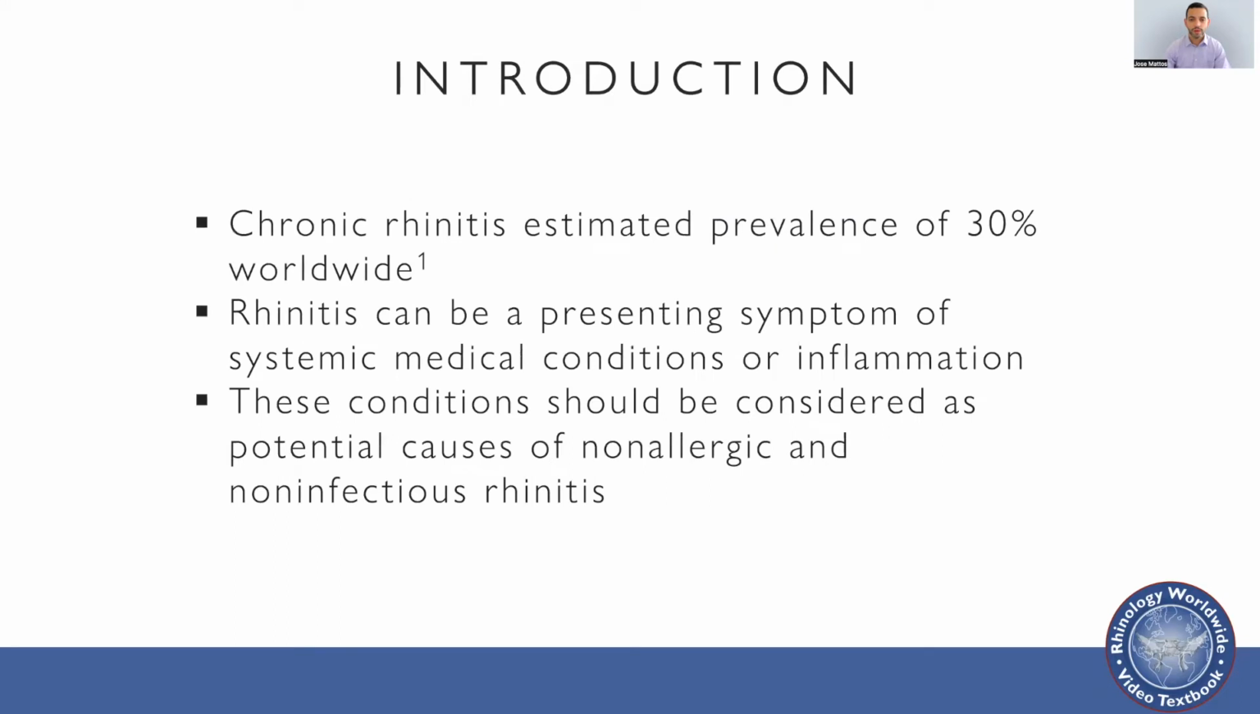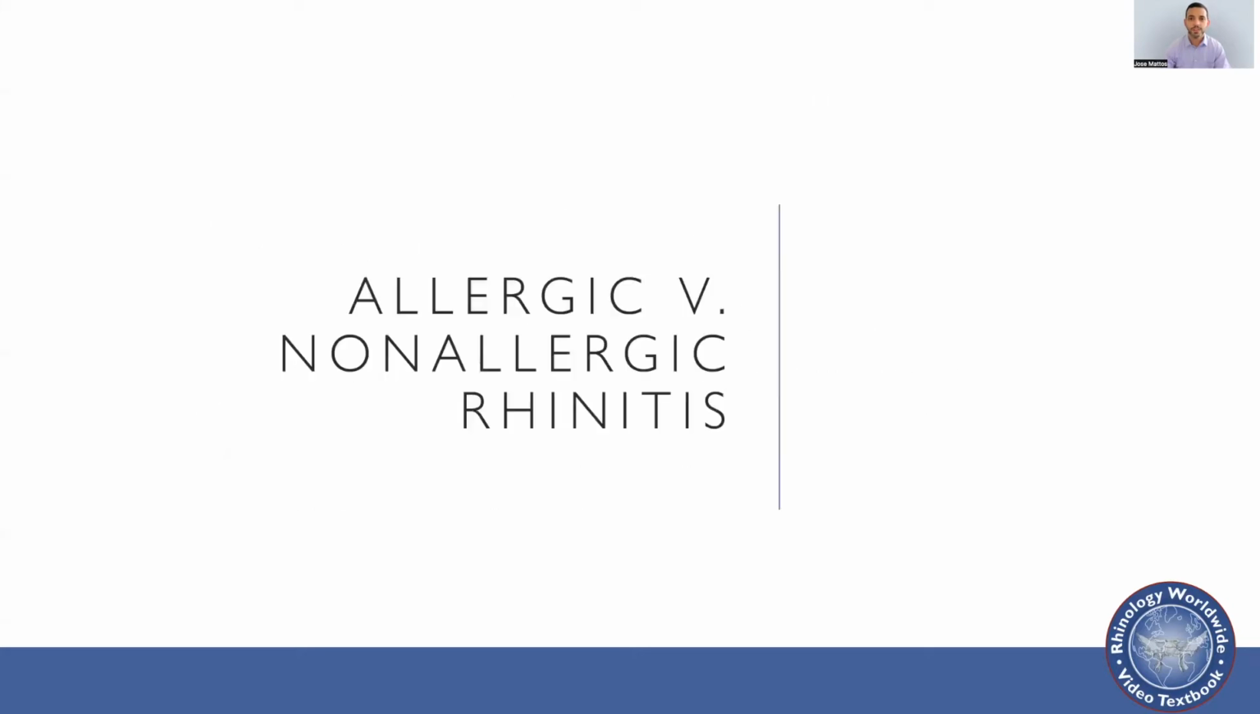So chronic rhinitis, characterized by nasal obstruction and clear rhinorrhea, is common, with an estimated prevalence of 30% worldwide. And rhinitis can be the presenting symptom of systemic medical conditions or inflammatory disorders. And so we need to consider these disorders in our differential diagnosis. So let's start with allergic versus non-allergic rhinitis.